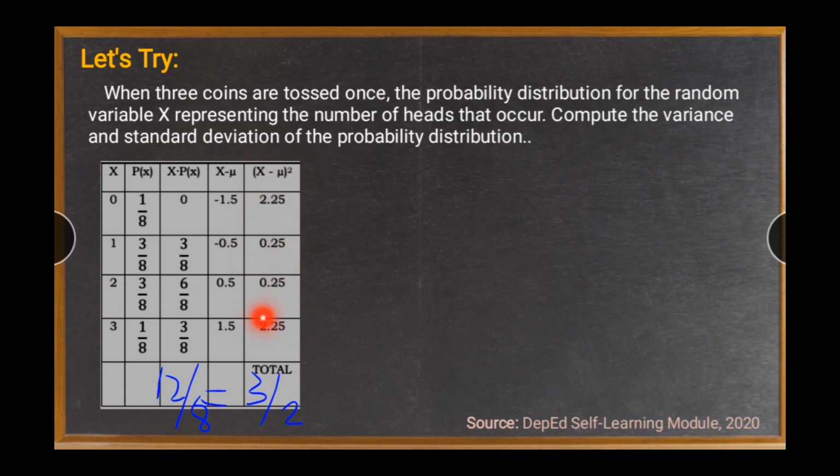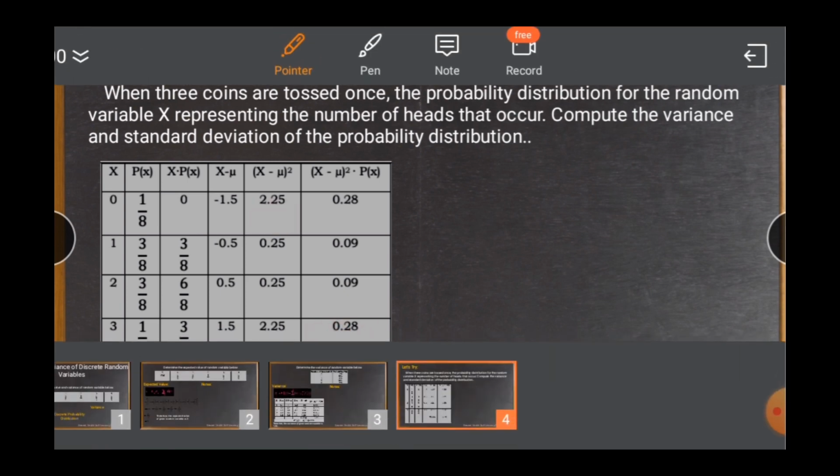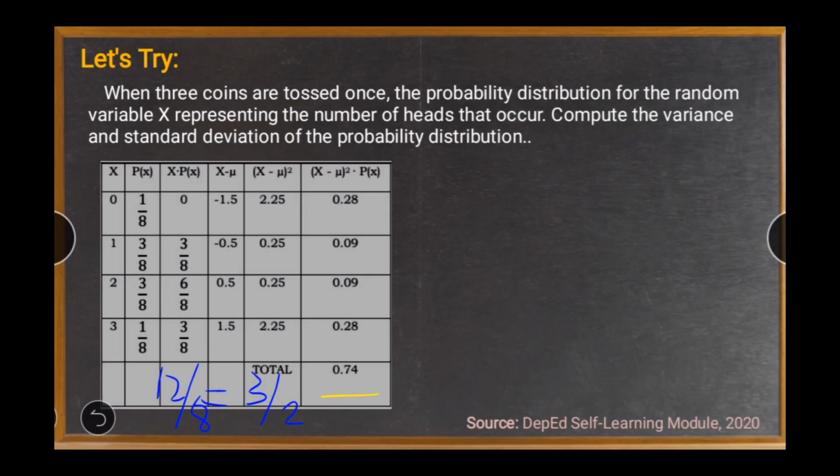You have this. And finally, multiply this one and the given probability function, get its sum. You will have 0.74, and this will be your variance. That will be your variance, 0.74.